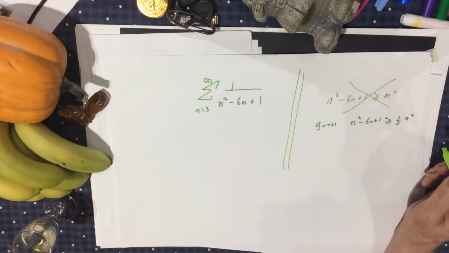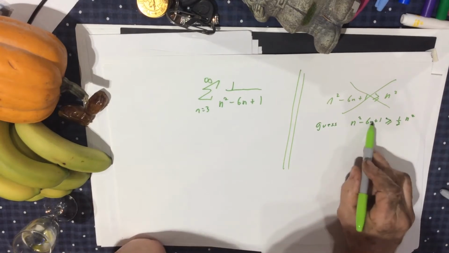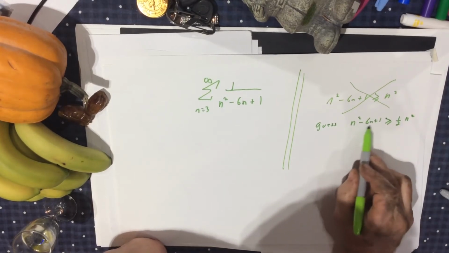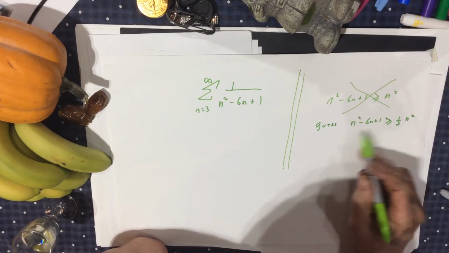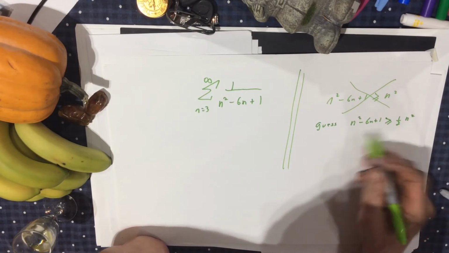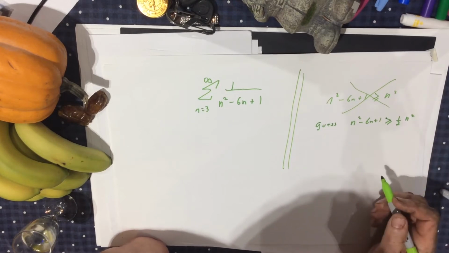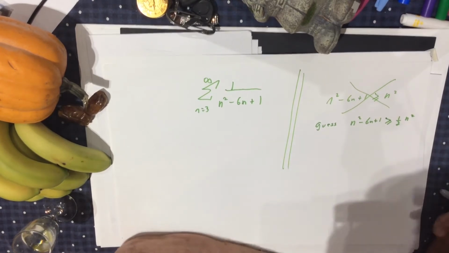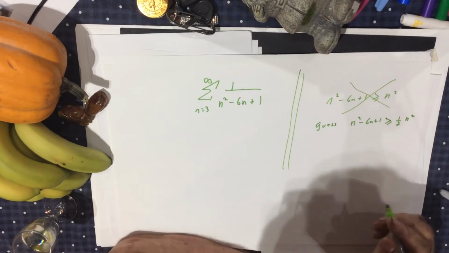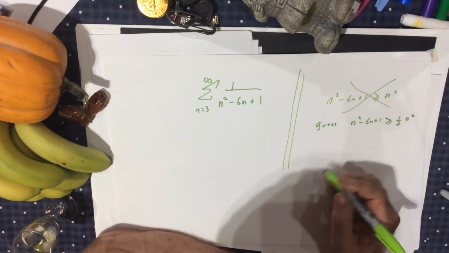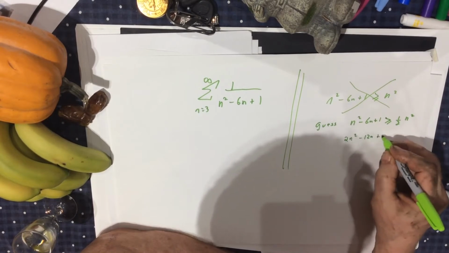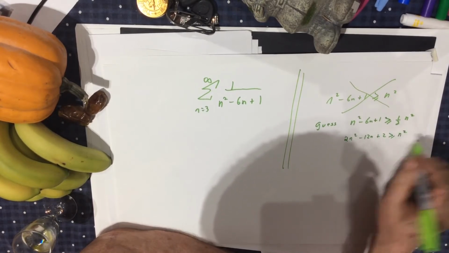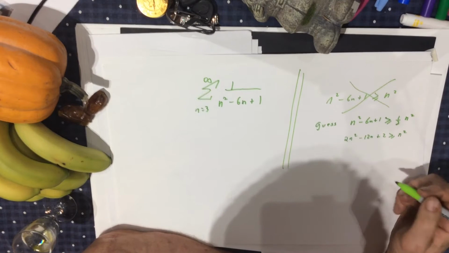Now, the reason I guess that is that 6n is not very big compared to n squared. So how do I go about proving that? Well, why don't I just write that down and manipulate it and see if it says something that I know is true, and then see if I can work backwards. So if I believe this, then I would believe that 2n squared minus 12n plus 2 is bigger than or equal to n squared. These are the same fact.